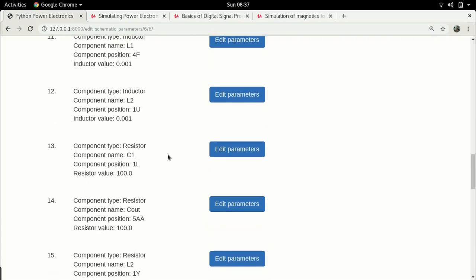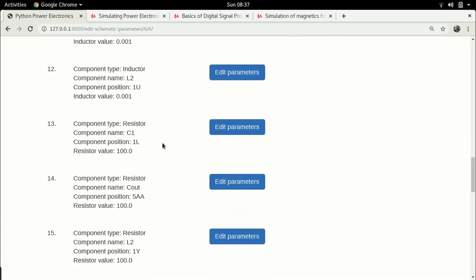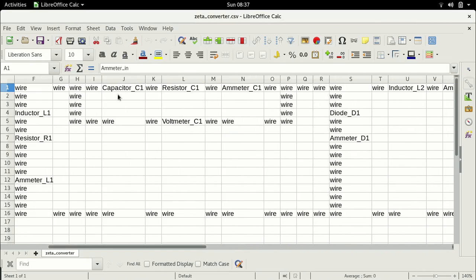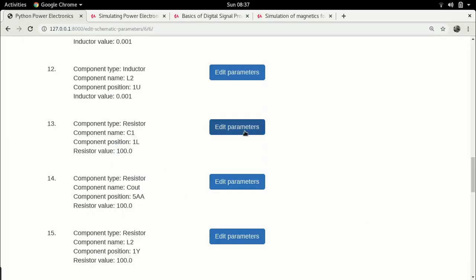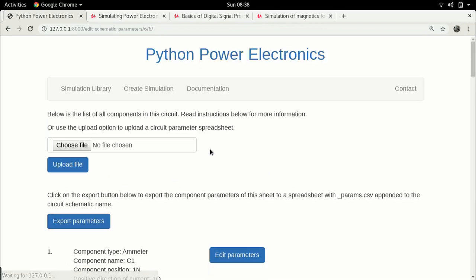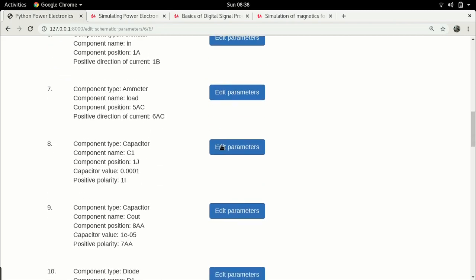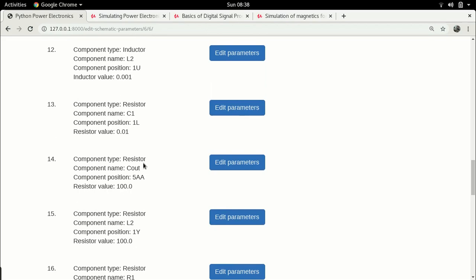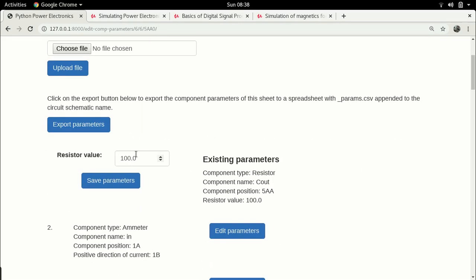It is also okay. The resistor, this resistor C1 is the parasitic resistor of the capacitor. It cannot be 100 ohms, it has to be negligible. So let me just edit this. So 10 milliohm is a fairly negligible resistance for a parasitic resistance of a capacitor. And the same for Cout, it is also the parasitic resistance of Cout.